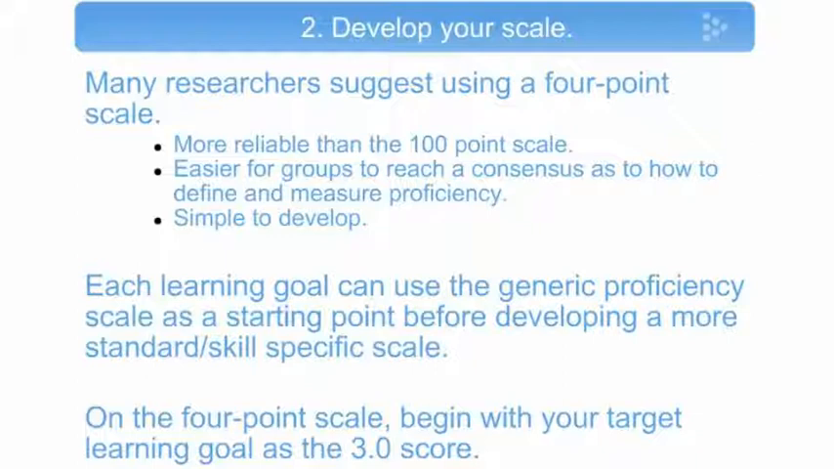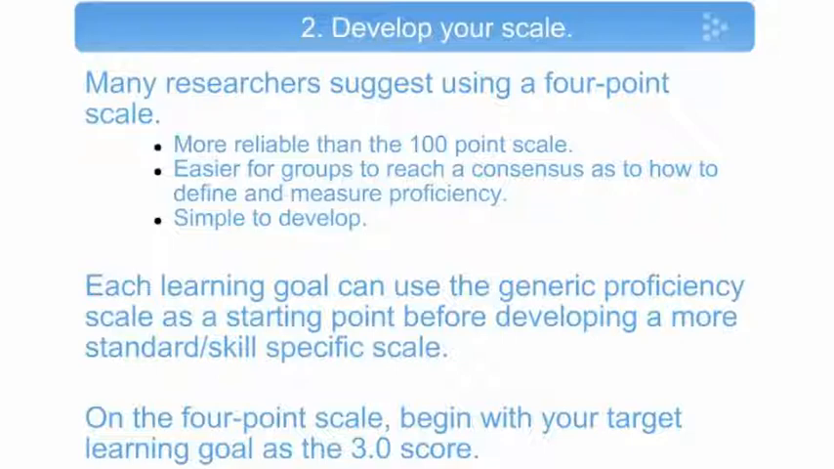Before I mentioned the 4-point scale, and many researchers suggest using that 4-point scale. It's much more reliable than the 100-point scale. It gives students a lot more hope than the 100-point scale. If you get a 0 on the 4-point scale, you can still come back from that. If you get a 0 on the 100-point scale, many students just give up. And there are other reasons why it's more reliable. It's easier for groups to reach a consensus about how to define and measure proficiency, and it's a lot easier to develop.